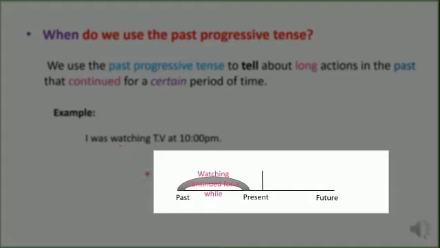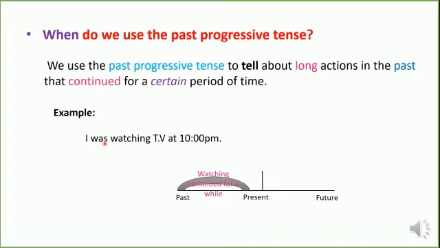Look at this diagram. Here we have the present, we have the past tense. It happened, this is the verb watch, okay? Was watching, it happened in the past and continued for a while. Because of this, we use the past progressive tense, which is a long action. So, with long actions, use the past progressive tense.